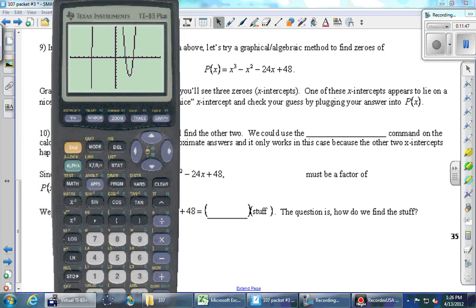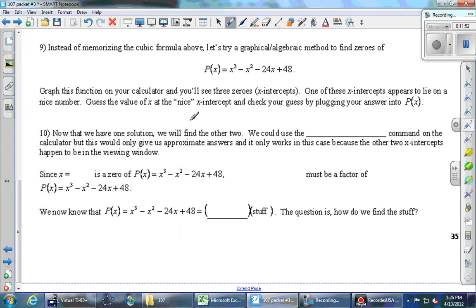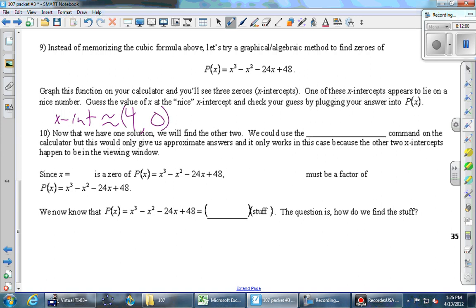Looks like it might be right there on the hash mark that says 4. Okay? So here's our guess. Our guess is that the x-intercept is something around (4, 0). How can we check? Well, if it's supposed to work, then how much should P of 4 equal? Well, it should equal 0.